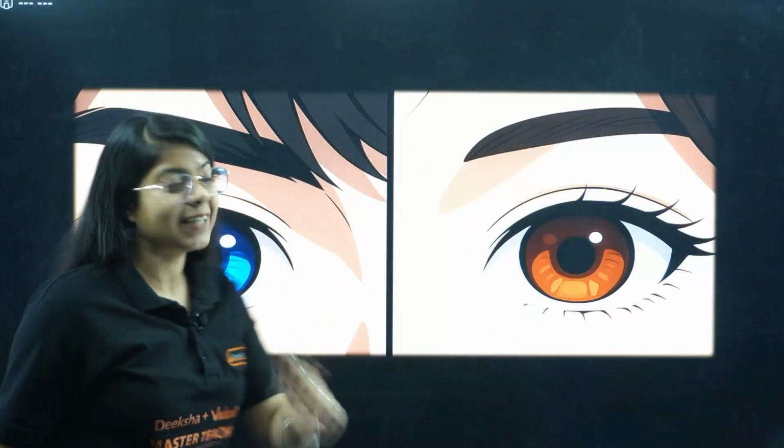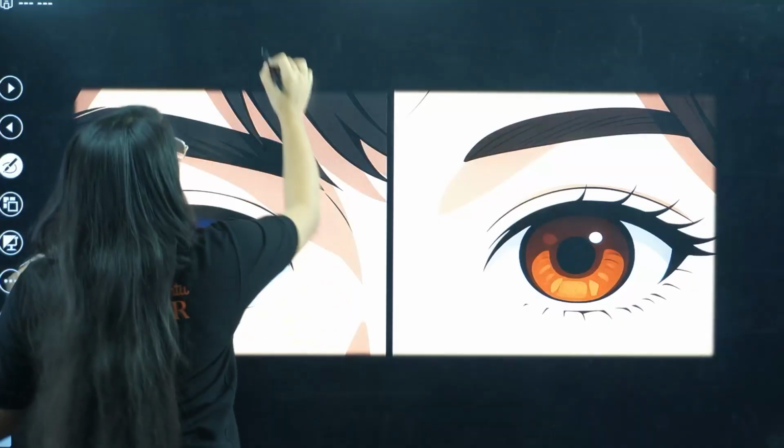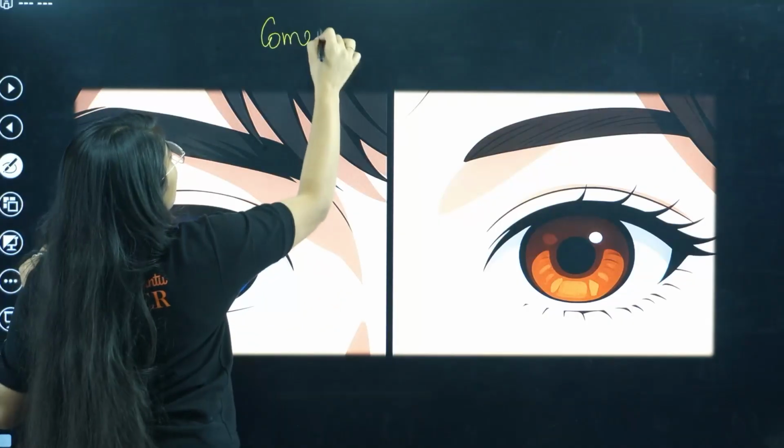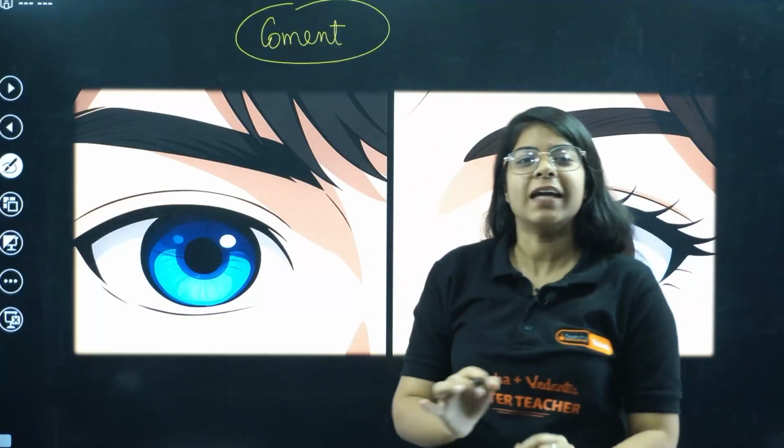Part of the human eye, what part of my eye is responsible for the color? Do comment that in the comment section right now. I will write it here. Comment down which part of the human eye is responsible for the color of your eye, and I'll check that later.